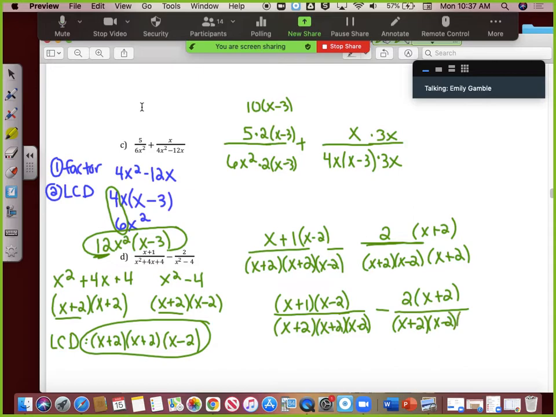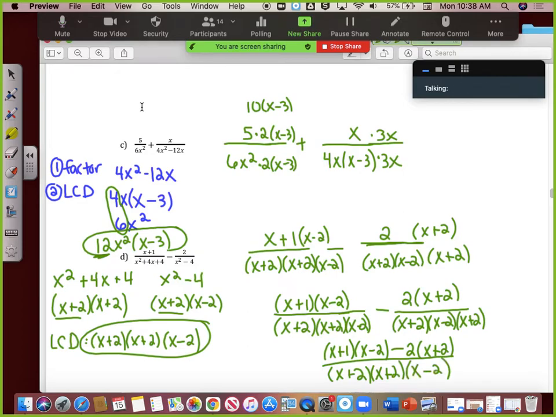Once you have it written down, it's time for the subtraction. So when we're subtracting, we're going to take these x plus 1's and x minus 2's and subtract this here. So it's going to turn into this. x plus 1 times x minus 2 minus 2 times x plus 2, and then all over this stuff. I guess I could just simplify it a little bit by using x plus 2 to the second power.